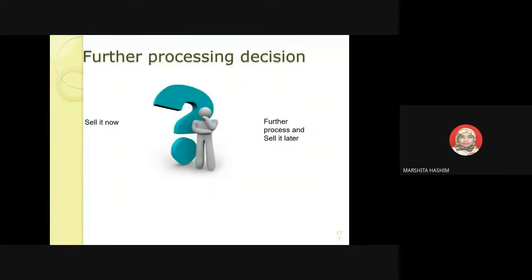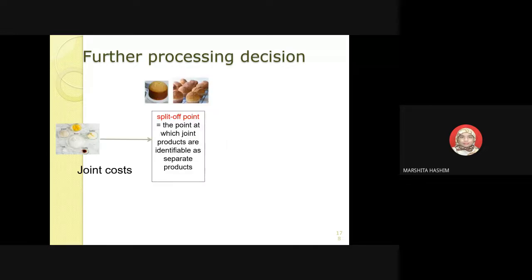So you have two choices. Either you sell your product now, that means at split-off point, or you further process and sell it later. All costs incurred at this stage are known as joint costs. Joint cost is irrelevant to your decision whether you want to further process your product or not.